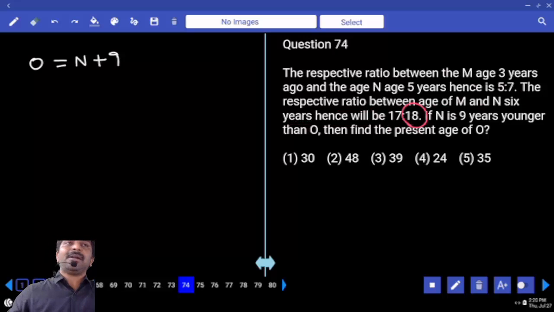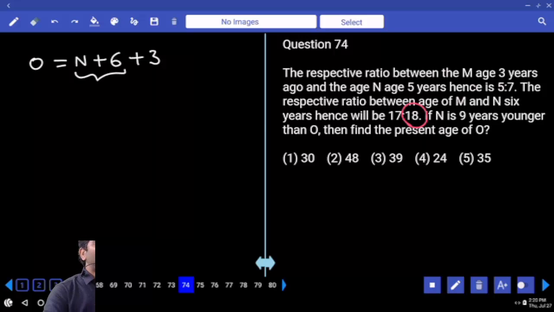So N's age is how many parts? 18 parts. When is that? After 6 years. That means N plus 6, right? So can I write O's age as N plus 9? Can I write that as N plus 6 plus 3? 9 I am going to divide it as 6 plus 3. Is that okay? And you know that this N plus 6 is equal to how many parts? 18 parts. So that means 18 multiple only. So your answer must be O's age, which is 18 parts plus 3 only. That means from your options, if you subtract 3, the answer must be an 18 multiple. Yes or no?